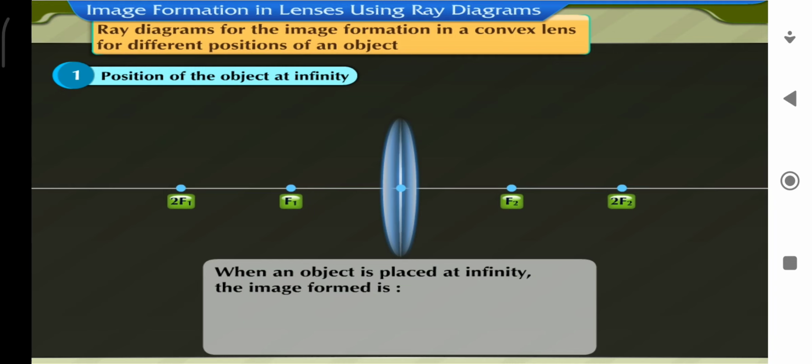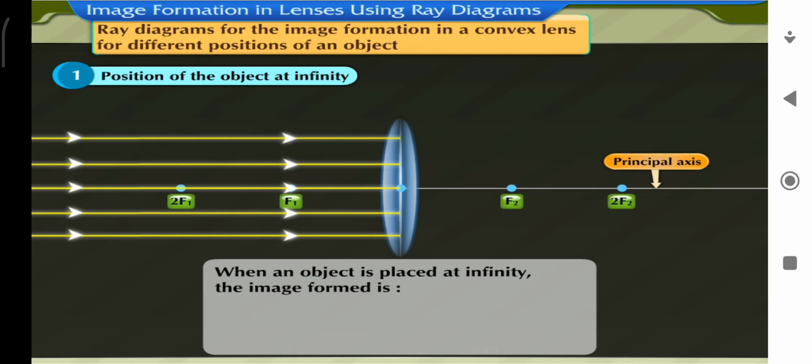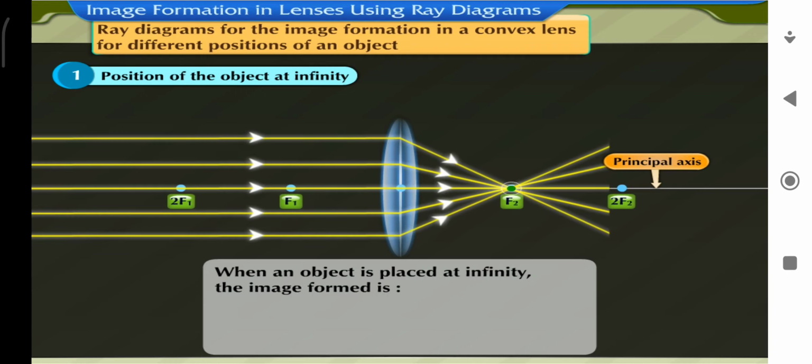Position of the object at infinity. As the object is placed at infinity, the rays coming from the object are parallel to the principal axis. The parallel rays, after passing through the lens, converge at the focal point on the other side. Hence, the image is formed at f2. The image is highly diminished, real, and inverted.